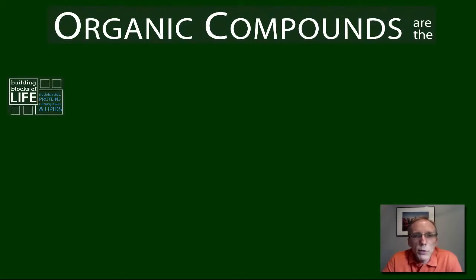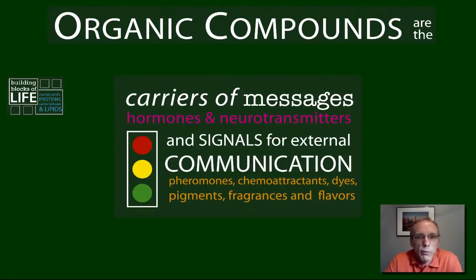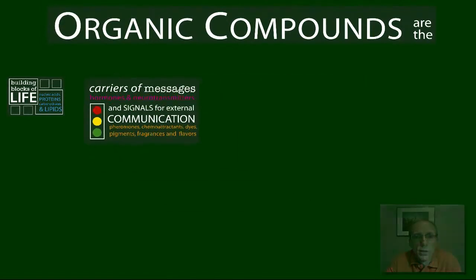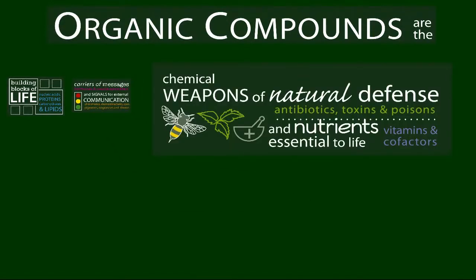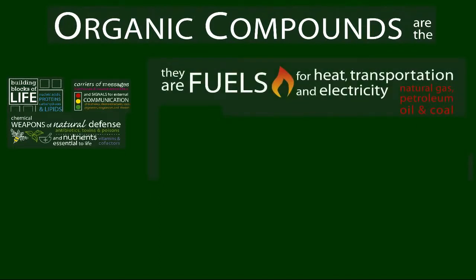But organic compounds are much more than that. They are the signals for internal regulation like hormones and neurotransmitters, and external communication, things like pheromones used by insects or chemoattractants. But they're also colors and pigments, fragrances, and flavors. Organic compounds are chemical weapons of natural defense, like natural antibiotics, toxins, and poisons. They're the nutrients essential to life, like vitamins and cofactors, and organic compounds are also fuels for heat, transportation, electricity, things like natural gas, petroleum oil, and coal.